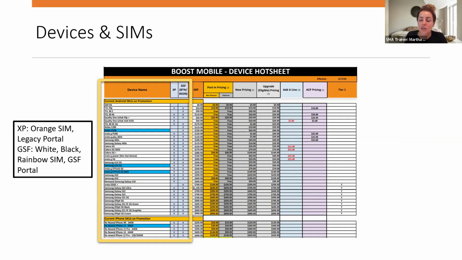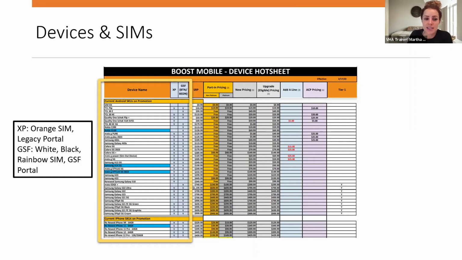XP is the legacy portal, and XP can only take the orange SIM. GSF is the newer portal, and this one can take the white SIM, the black SIM, or the rainbow SIM. And we will get more into the SIMs in just a minute. But this is where you know, okay, these are the devices. I know what SIMs can go in it, and I therefore know which portal to use.